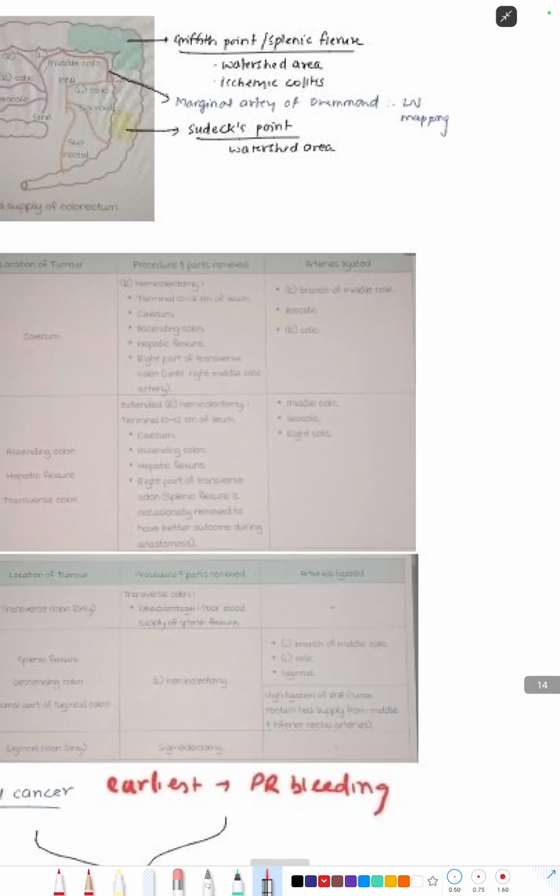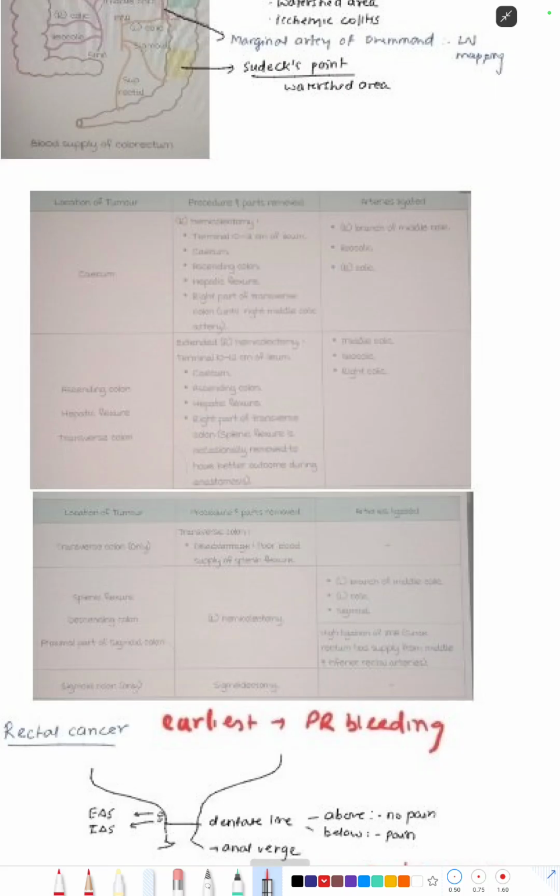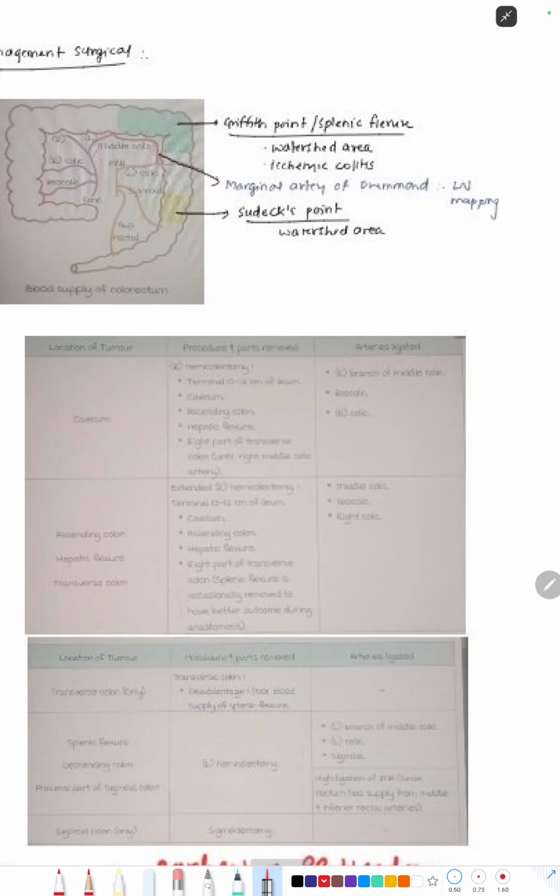Now, very important, on the basis of this only, the location of the tumor can be found out. If the location of the tumor is at the cecum, then right hemicolectomy is done, where 10 to 12 segments of the ileum are removed. Then the cecum is removed. Right hemicolectomy removes the ascending colon and the right part of the transverse colon. The arteries that are ligated are the ileocolic artery, then the right branch of the middle colic artery, and the right colic artery.